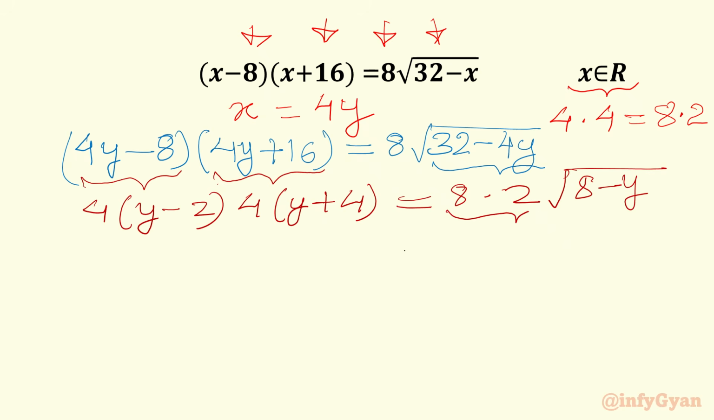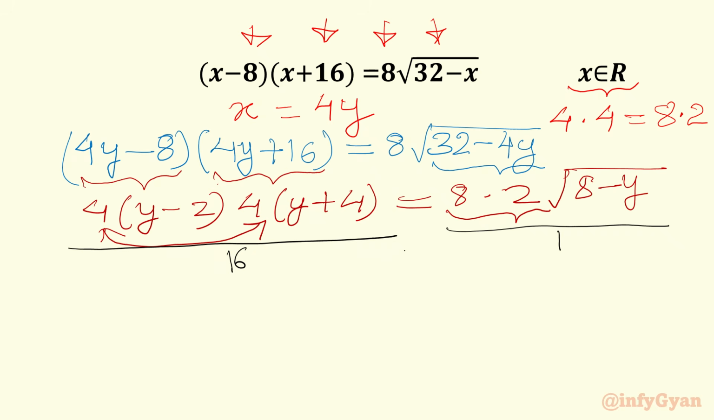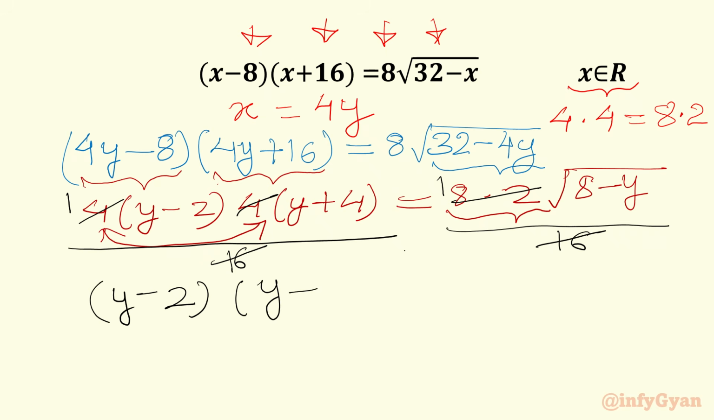Now here we have 16. If we multiply these two, 4 times 4 is 16. So let us divide both sides by 16. 16 over 16 will become 1. We will write our equation y minus 2 times y plus 4 equal to the square root 8 minus y.